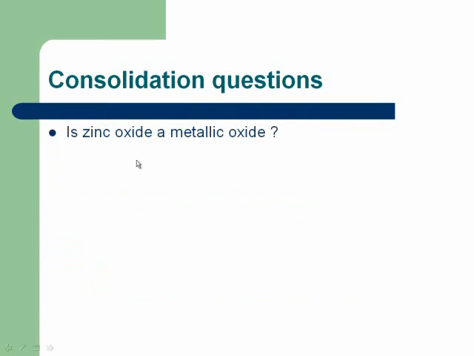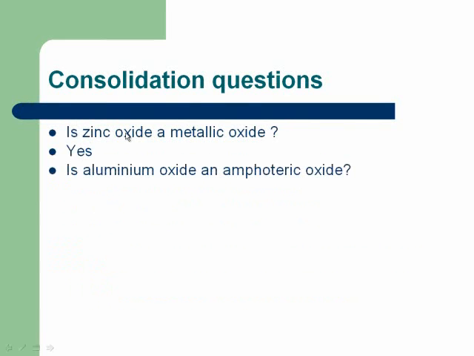Is zinc oxide a metallic oxide? Yes, because if you look at the name, zinc oxide, zinc is a metal, so this zinc oxide is a metallic oxide. Next one, is aluminum oxide an amphoteric oxide? You still remember your LAZ? Yes, aluminum oxide is an amphoteric oxide.